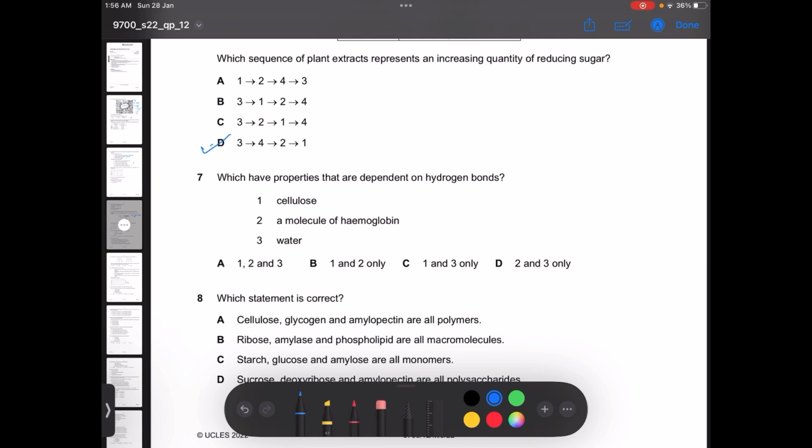Which have properties that are dependent on hydrogen bonds? Number 1 is cellulose, a molecule of hemoglobin and water. All of them are dependent on hydrogen bonds, and the answer is A.